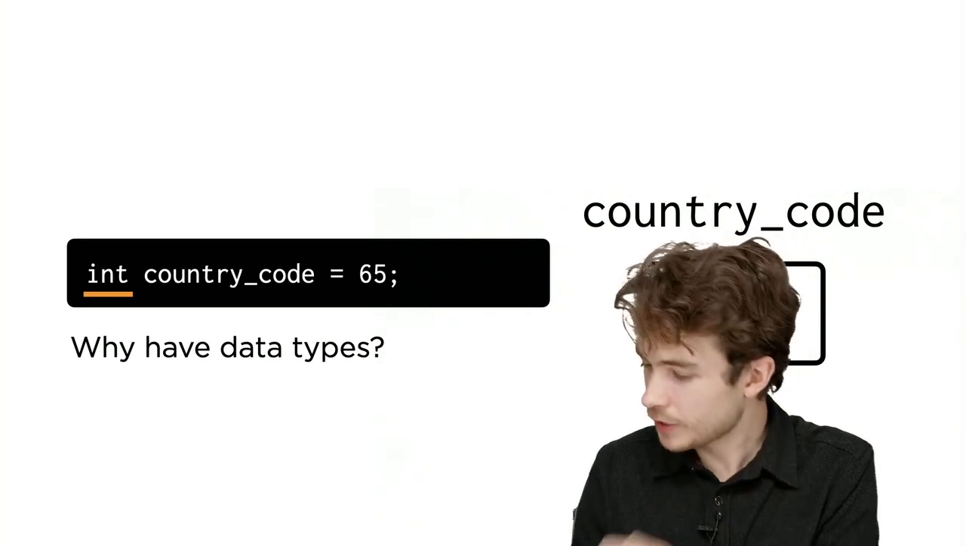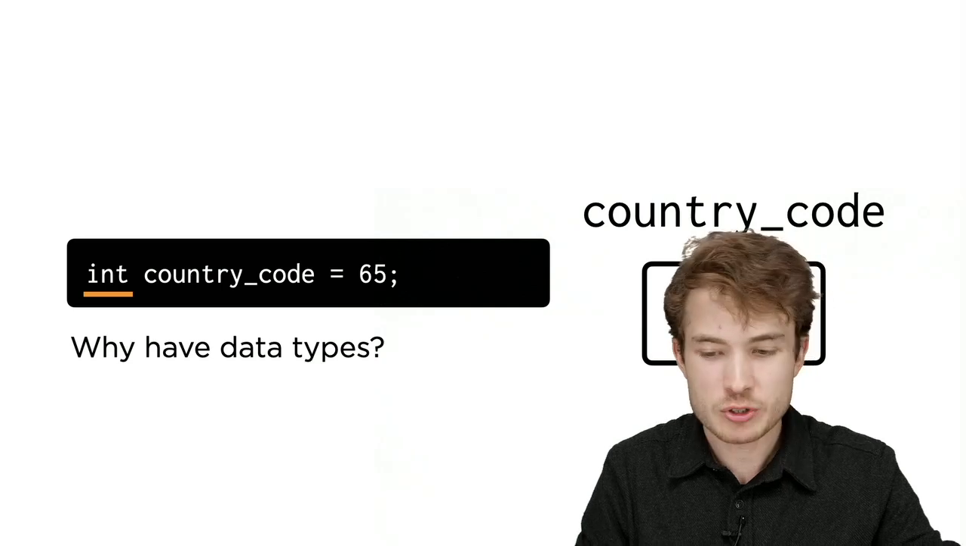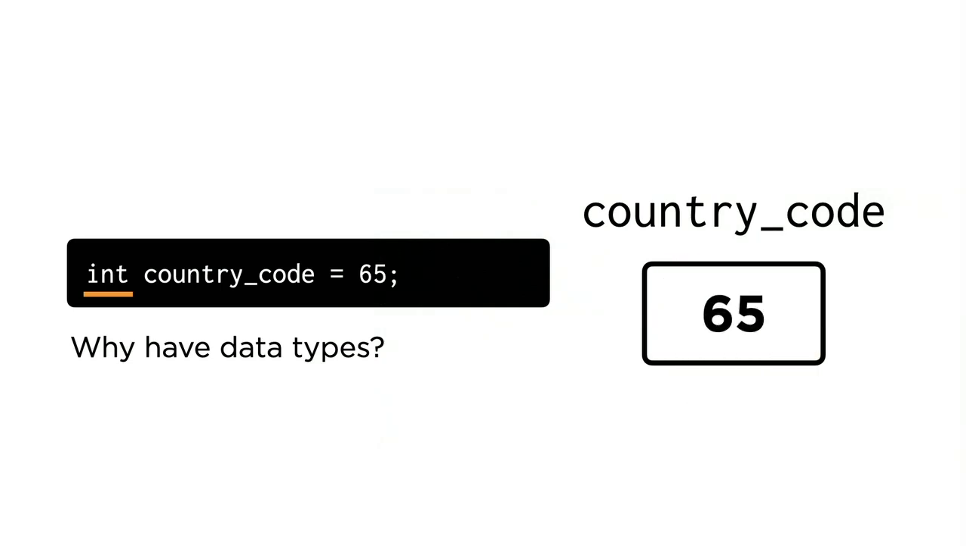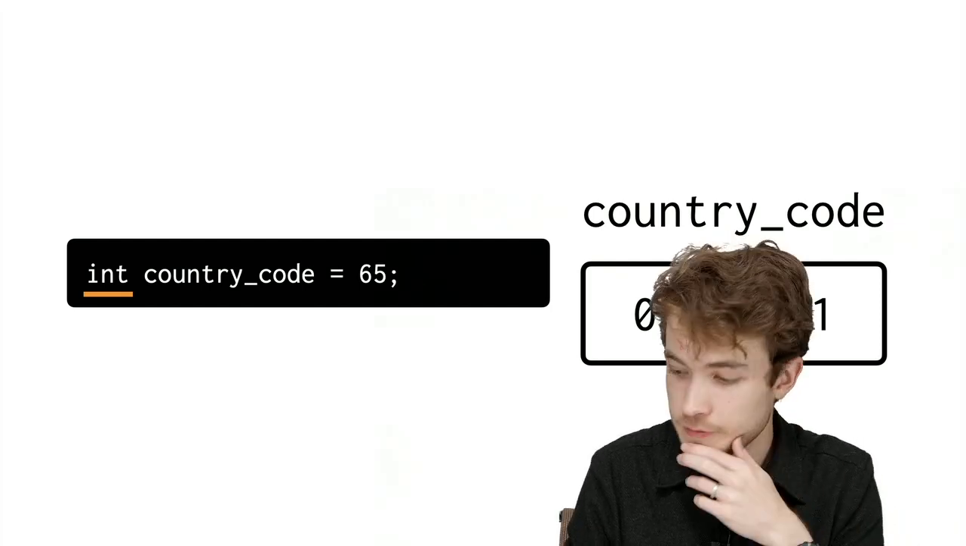So why don't we give a bit of a concrete example as to why we really care about these types. Here, I'm trying to store this value, 65, as part of this variable called country code. But as we just discussed, everything in our computer is stored in terms of zeros and ones, these little bits that we can use to represent all kinds of things. And for the decimal number 65, if we wanted to represent that in binary, it would be exactly this, 01000001. This is what our computer is actually storing to represent that number 65.